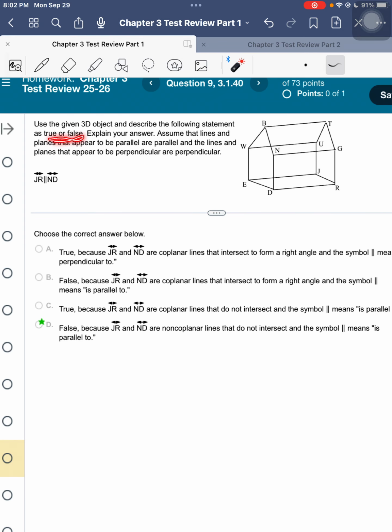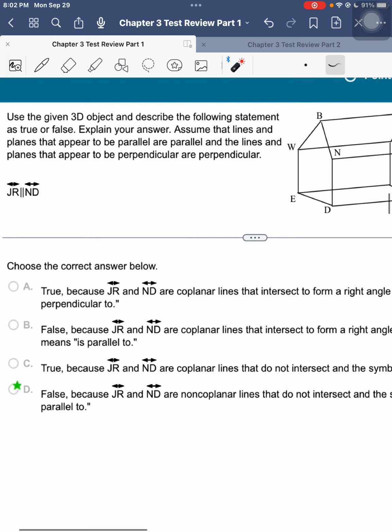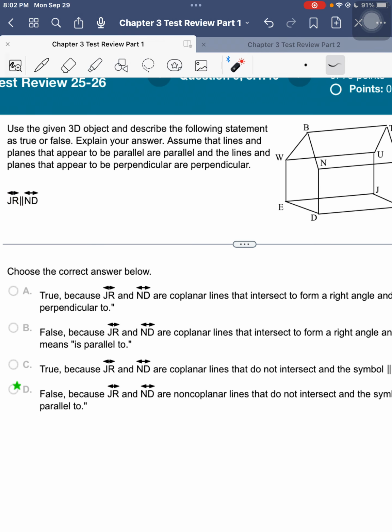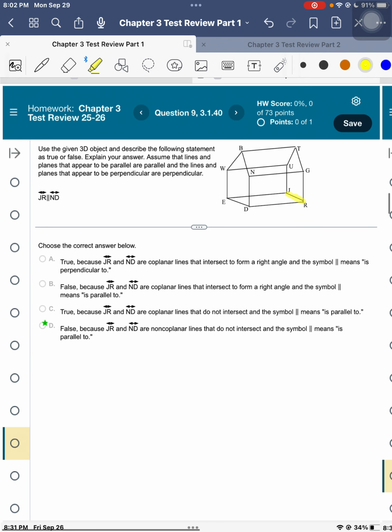Okay, so let's look at this one. This is saying to look at what they gave you and determine if this is true or false. So line JR, so let's highlight line JR. Line JR is parallel to line ND. Is that true? Definitely not. These look like they're skew lines because they have nothing in common. They're definitely not parallel, they're not perpendicular, and they don't even intersect. So my answer has to be false.